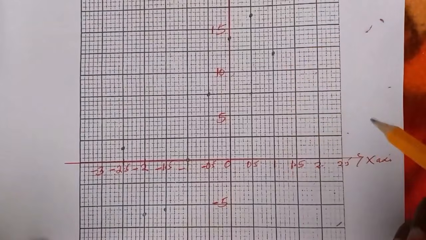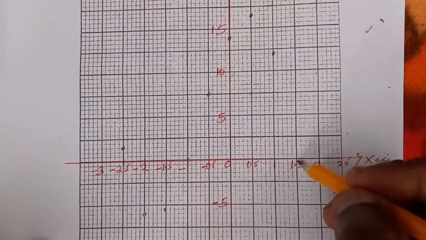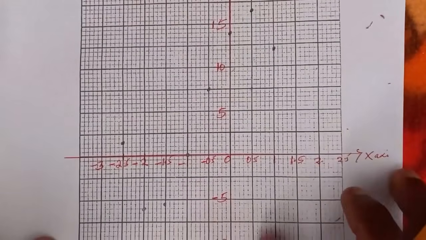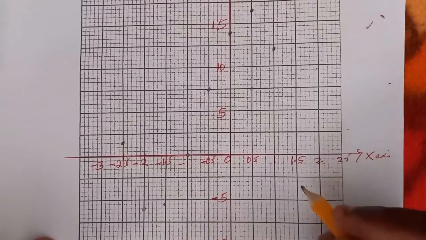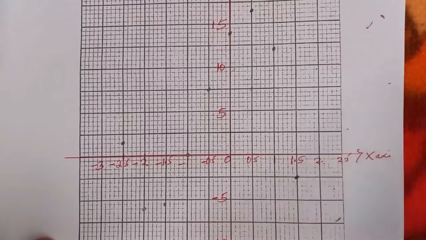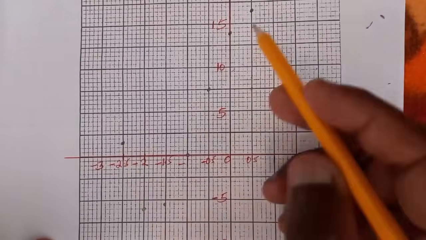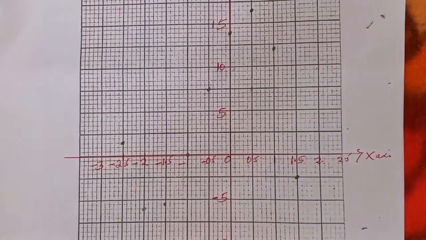Then the last one, 1.5, negative 2.5. Negative 2.5 is here. So now you have all the points. You have all these points plotted. You need now to join the points using a smooth curve.